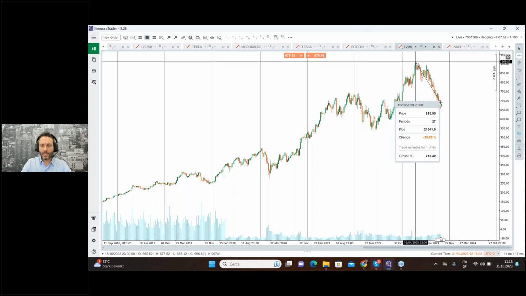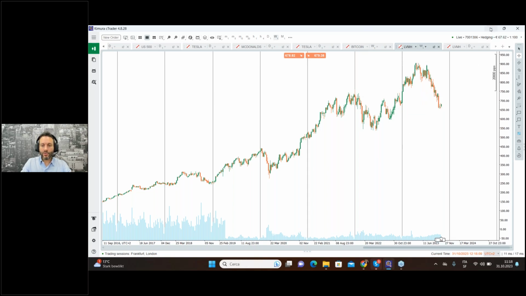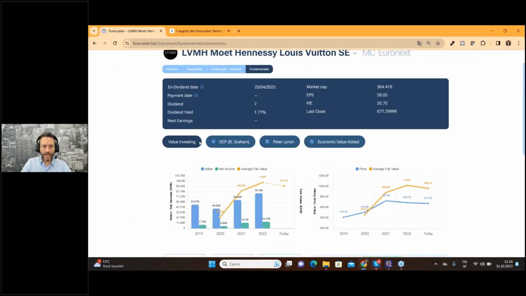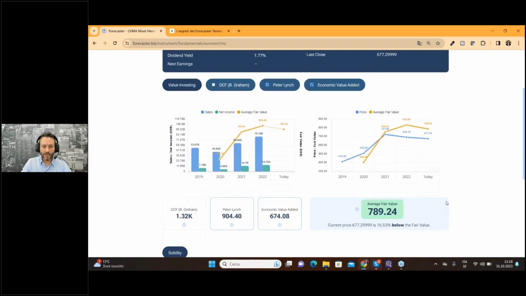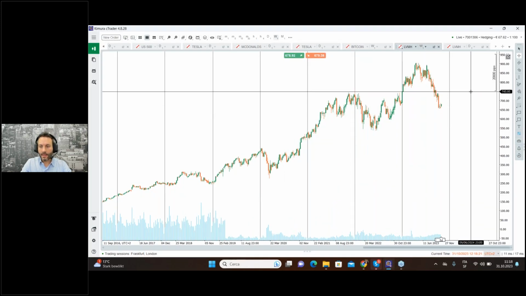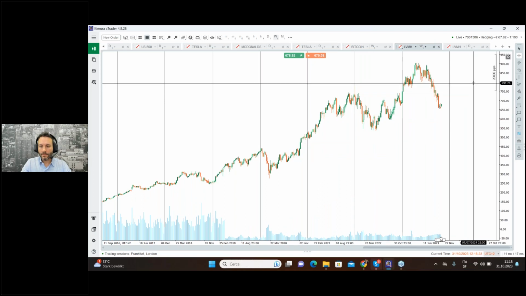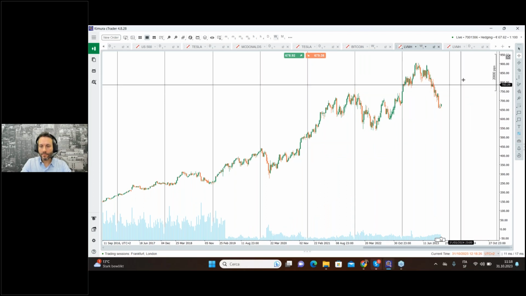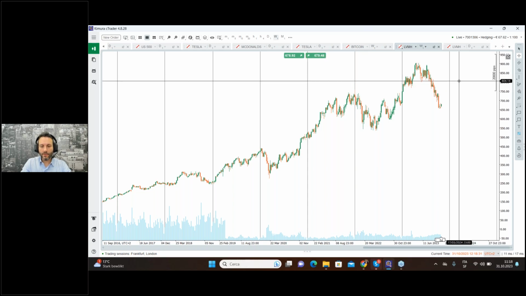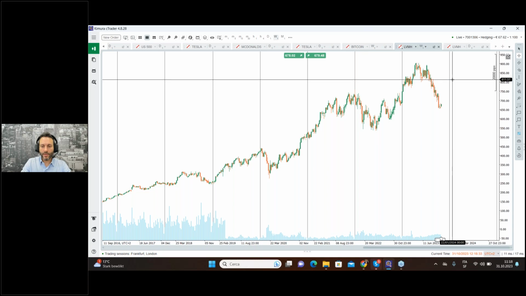here it is right now. It is down 26%. Okay? Which from a fundamental point of view is undervalued, because even wanting to be conservative, we have a fair value of 789, which here is pretty much close to the previous highs. Okay, perfect. So we are really below the fundamental value.